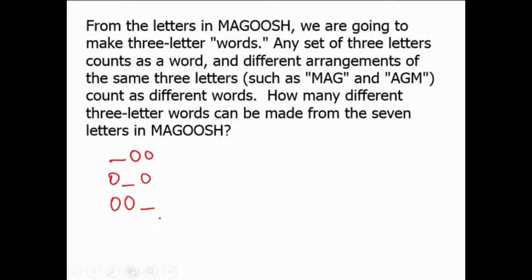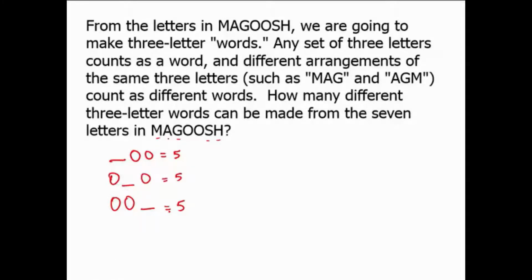And in each case, we could put one of the five non-O letters in there. And so there are 5 possibilities for each one. So there are altogether 15 words that have two O's in them.